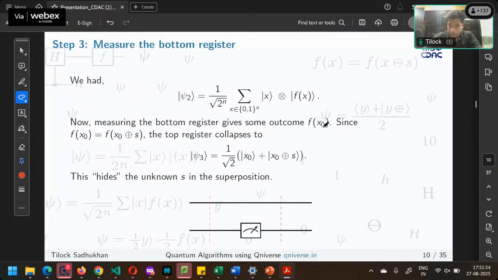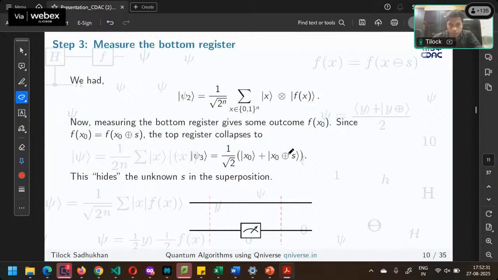Now, the promise that you started with means that this corresponds to two inputs for this particular state. So we have x0 and x0 bitwise XOR s. These two possible states are the only ones surviving, and the rest is gone. Why? Because we have applied this measurement gate on the second register. For that reason, we are getting an equal superposition of these two states only, right? So we have x0, and based on that, we get x0 bitwise XOR s, just like this state.